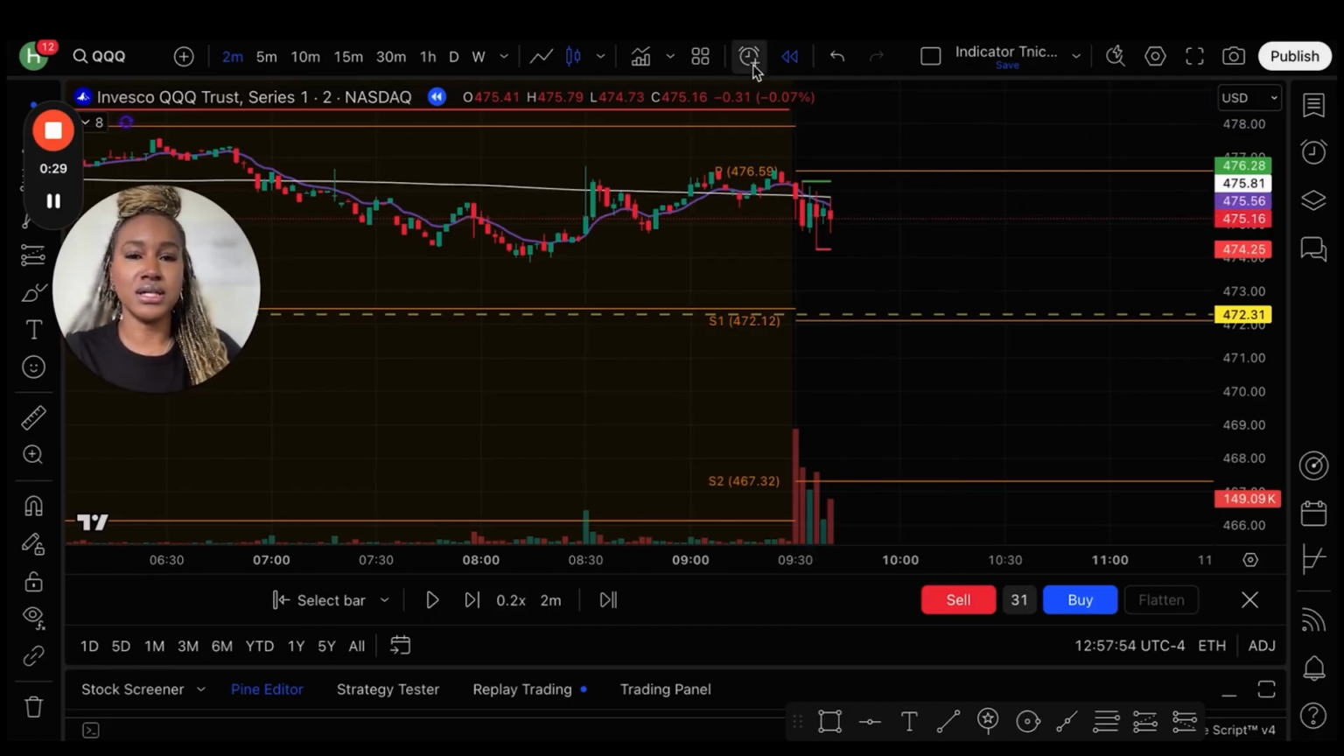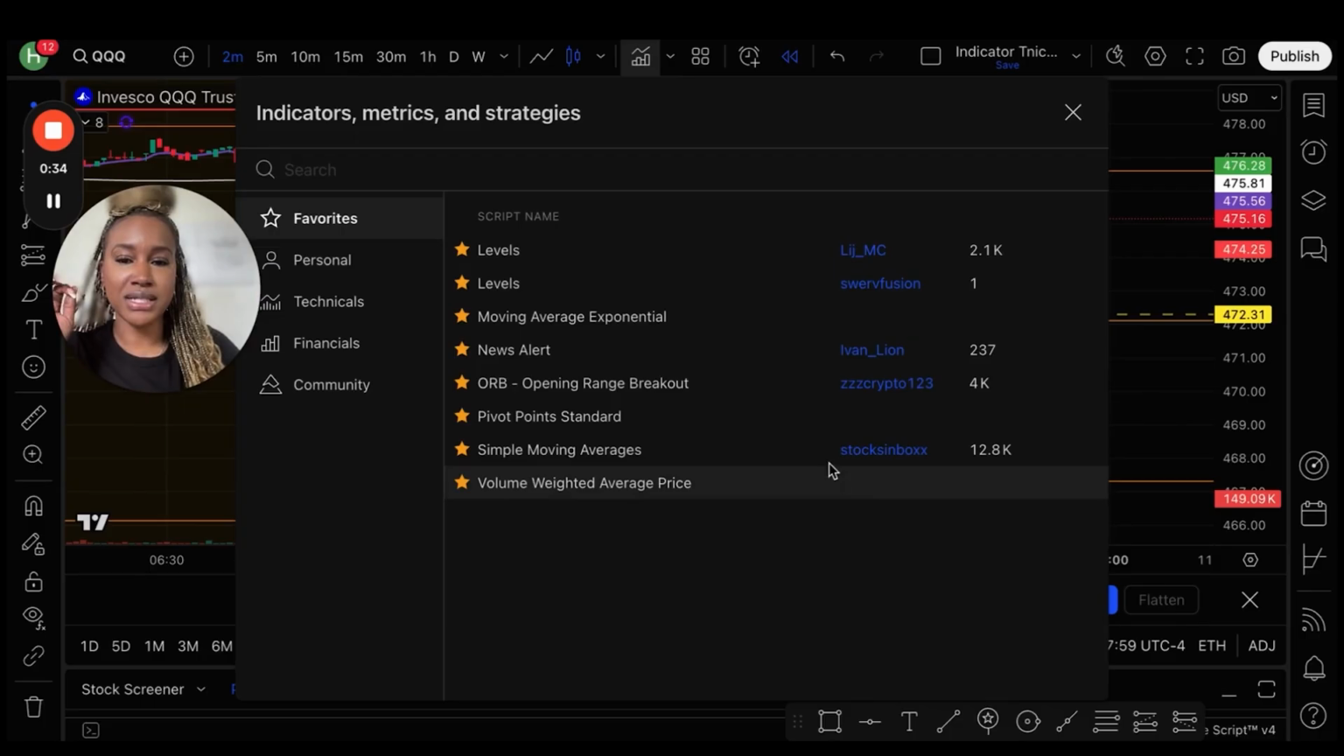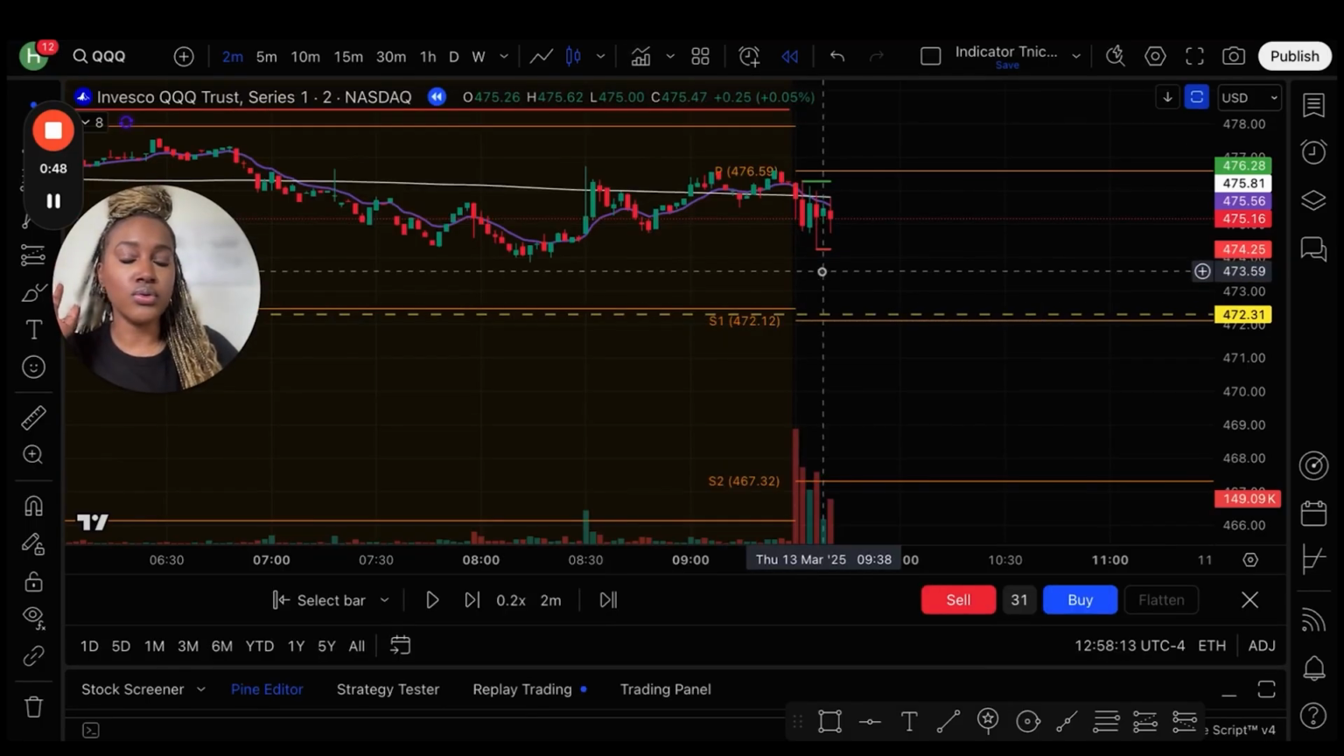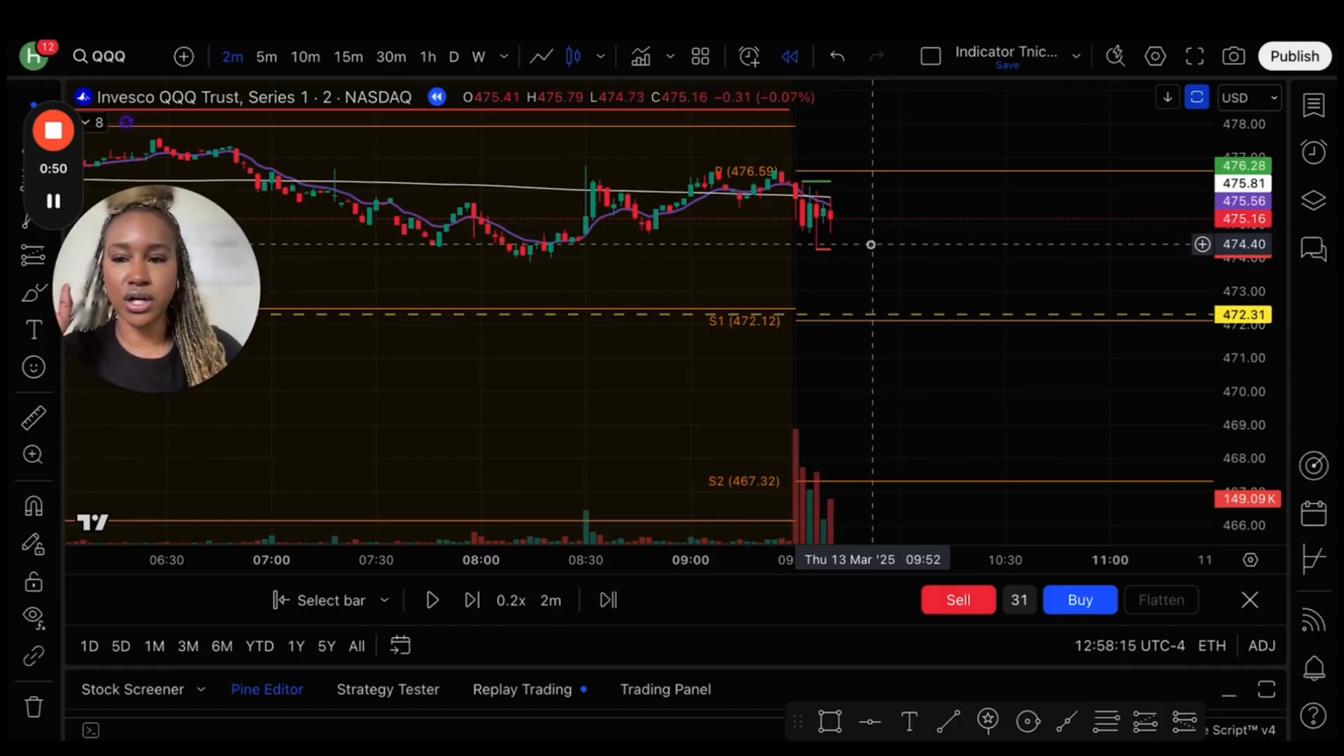One of the indicators that I love to use, and these are extra little gems, so you're welcome, is the pivot point standard. This is the indicator. You go ahead and put that on your chart. The second one that I use is the ORB, opening range breakout, by this creator here, ZZ Crypto 123. So those are the 2 indicators that are on my chart that I'm using, okay?